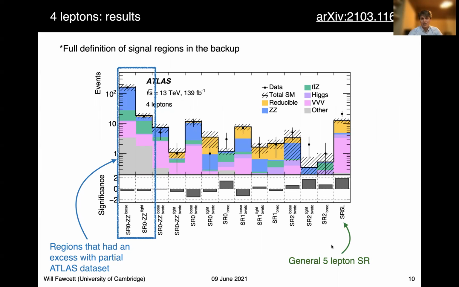One thing I really like about this analysis is that we included a general 5 lepton signal region. This isn't motivated by any particular BSM physics models, but could have sensitivity to something we haven't thought of. And for a full definition of the signal regions, see the backup.